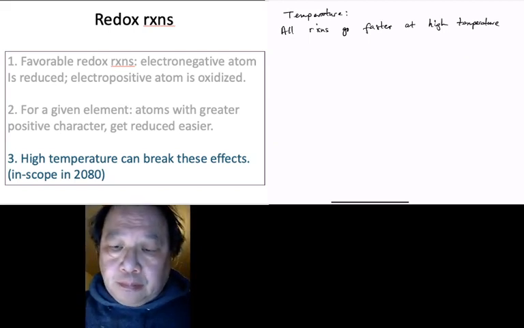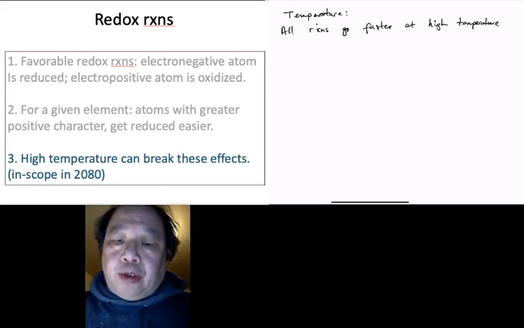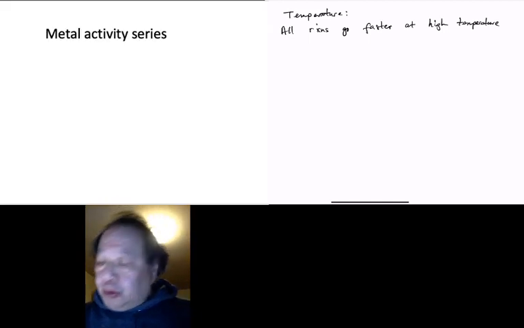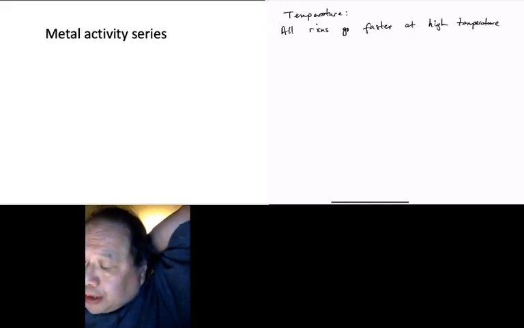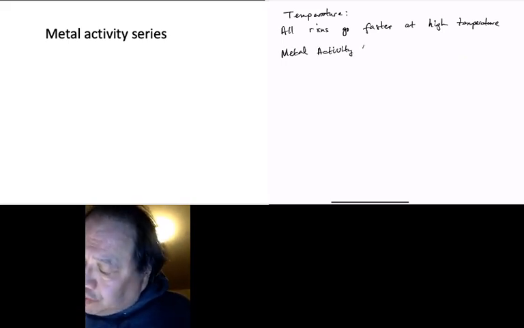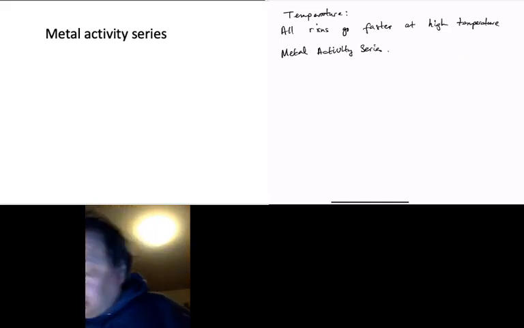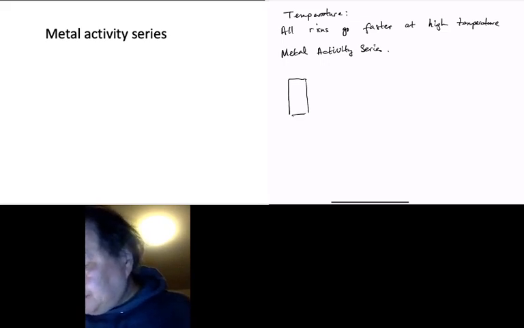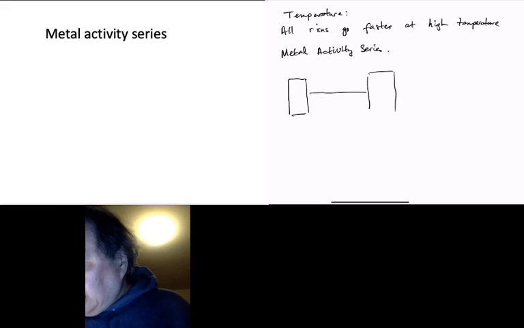Okay, so where are we going to use this? We will use this in understanding the metal activity series. And not in the first part. In the first part, we'll just look at what we know about electronegativity. And the question is, here's the periodic table.